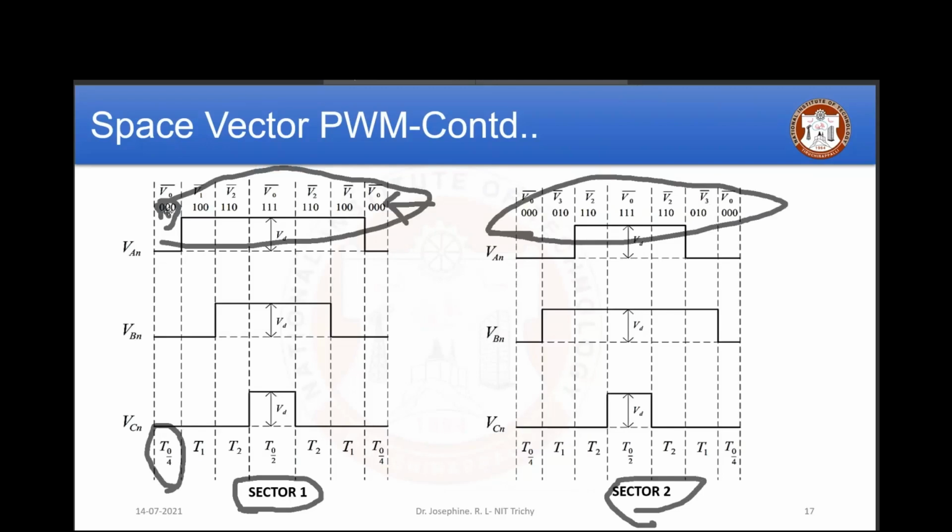I think you know how to generate the sequence. You know how to make this time selection. You know how to identify the sector. If you make all these three in a proper sequence, then you can get it. Let us see the process now.